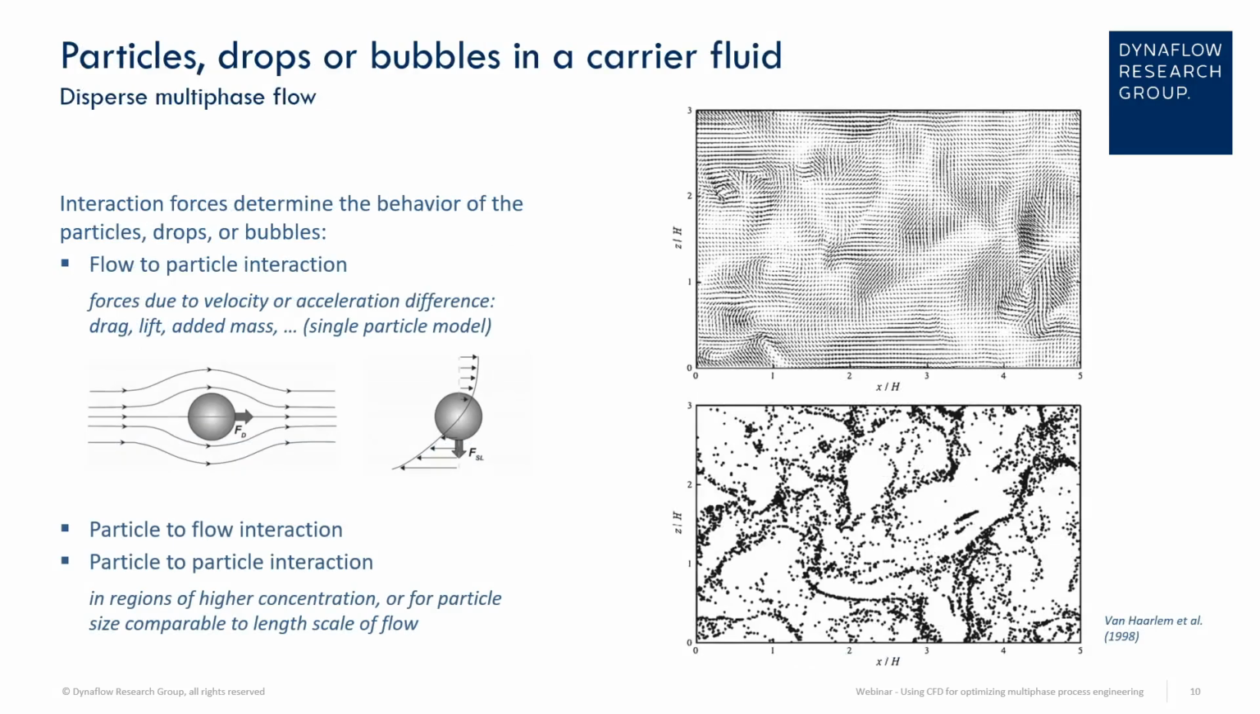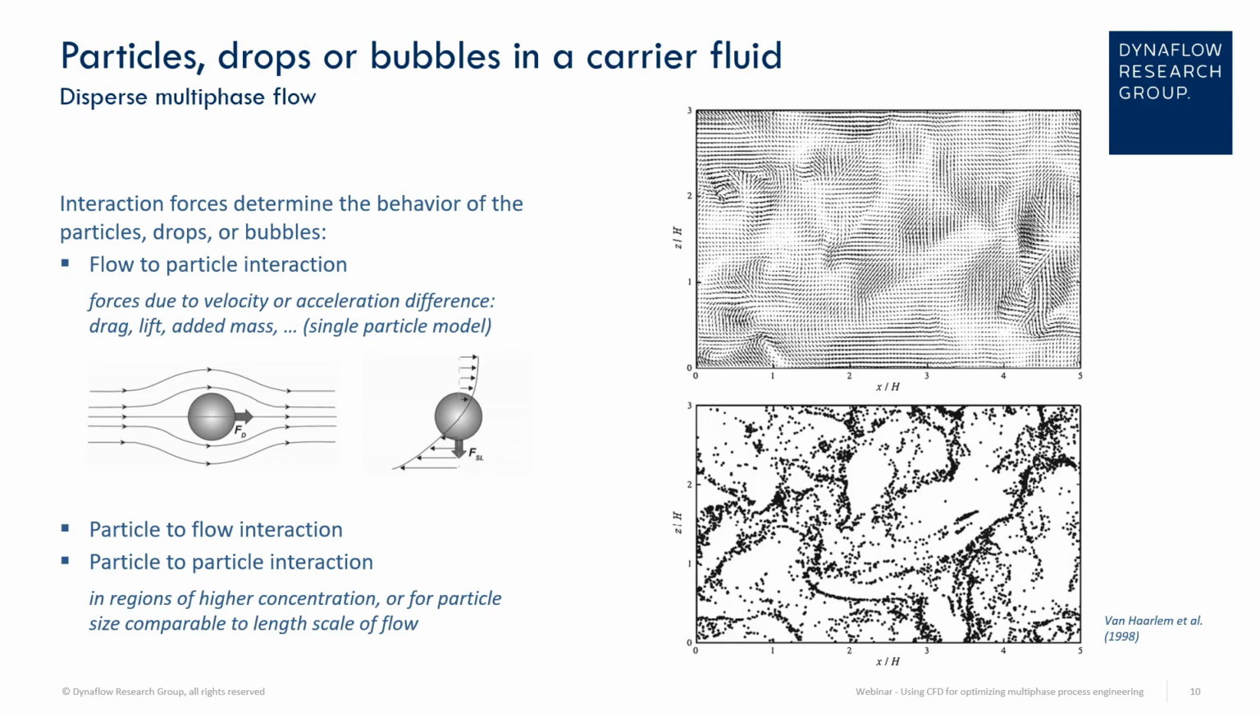One is a dispersed multiphase flow, in which you have particles, drops, or bubbles distributed throughout a carrier fluid. In this case, the interaction forces between the fluid and the particles or bubbles determine the behavior and the distribution of them throughout the flow. There are three main mechanisms. The first is flow-to-particle interactions.